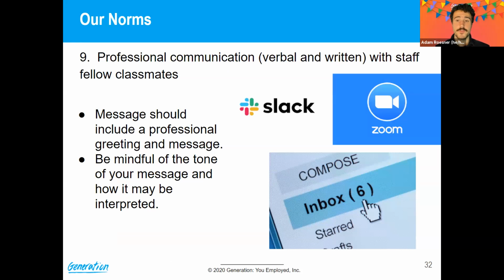Professional communication, verbal and written, with staff and fellow classmates. Messages should include a professional greeting and then your message. Particularly messages in Slack and email should be written this way.